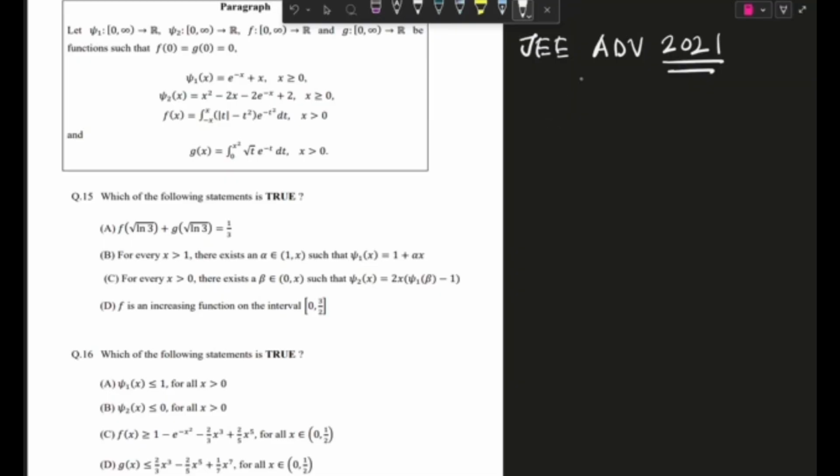Okay, so I'm starting off now. Basically we have some information given: f ranging from 0 to infinity, g ranging from 0 to infinity, and both mapping to real numbers. And also one thing is given, f of 0 is equal to g of 0 is equal to 0. Some information like this is given to us.